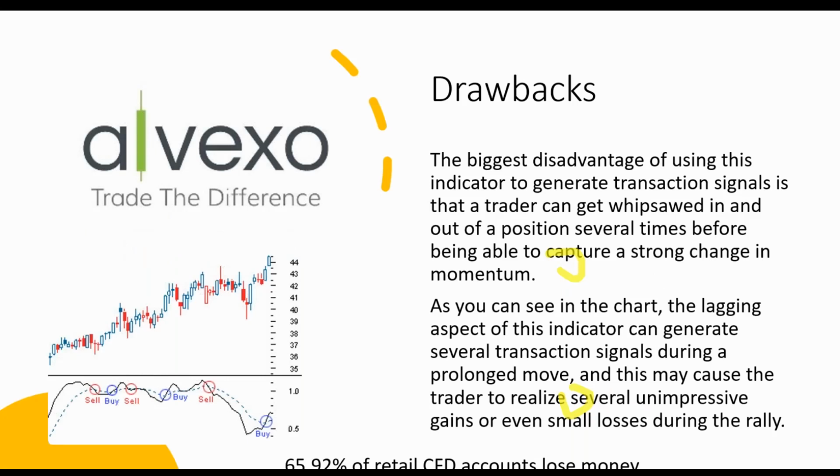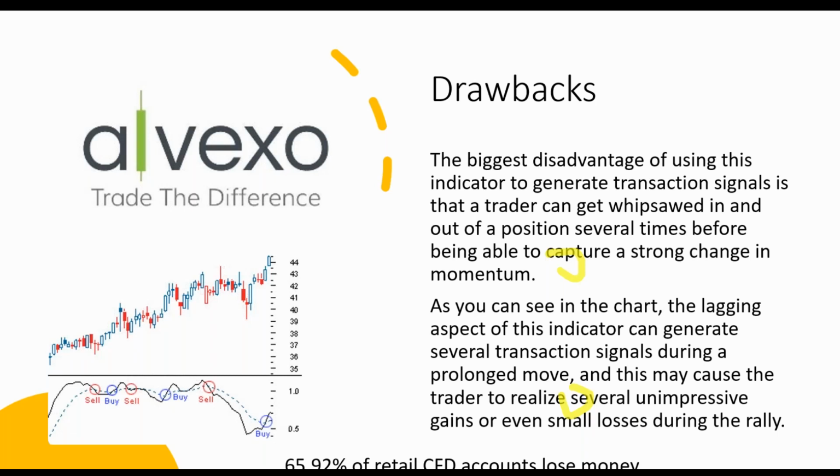Okay. Now, there are some drawbacks to MACD, which you have to know, because MACD doesn't give you entry points. It doesn't give you entry prices. It doesn't give you exit prices. And the biggest drawback is a lot of times you get false signals generated by MACD. The biggest disadvantage of using this indicator to generate transaction signals is that a trader can get whipsawed in and out of position several times before being able to capture a strong change.